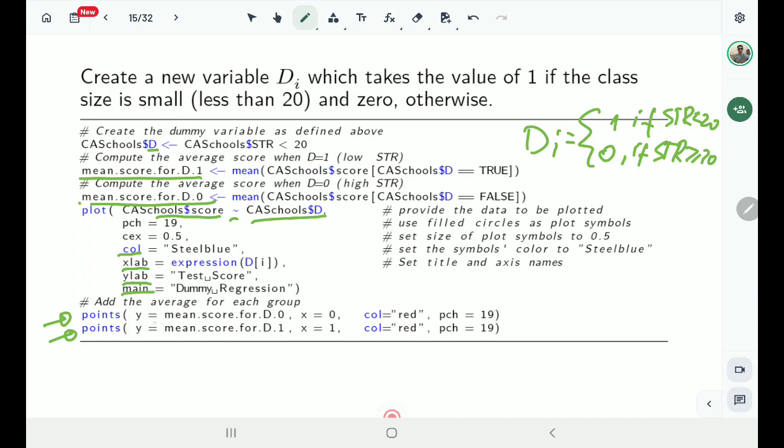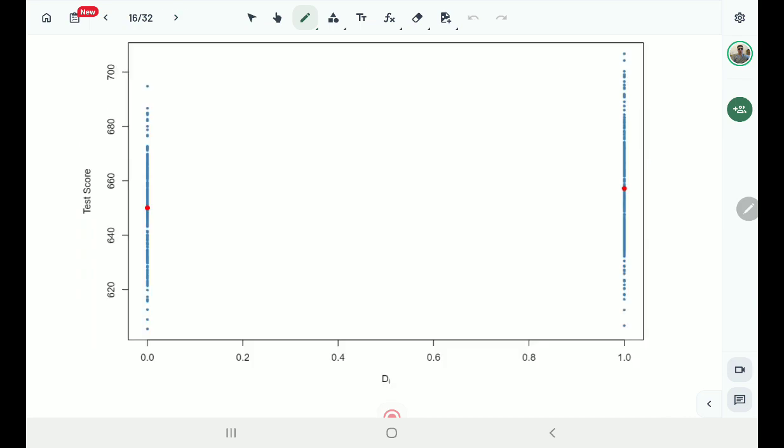You see, you basically put the average for large class sizes at this y value, where x is 0, where the d variable gets the value of 0, because we said that for large class sizes the d variable gets the value of 0. The same goes for small class sizes. Now let's move on. We receive this kind of scatter plot.